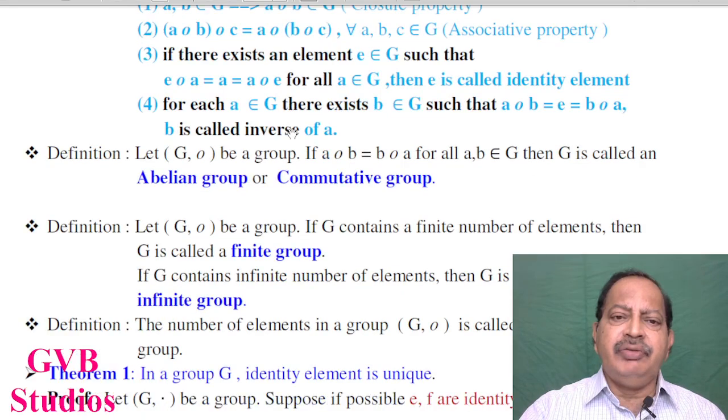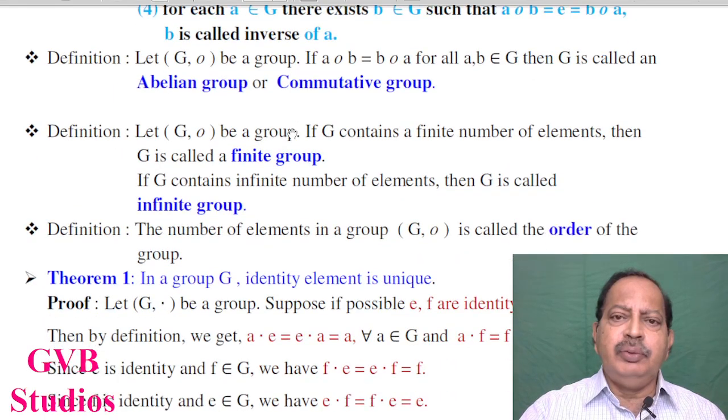Next, another definition called an abelian group or commutative group. Let (G, dot) be a group. Here we are considering a group. If A circle B is equal to B circle A for all A belonging to G. We have seen in the last class that for integers it is true. Here we are generalizing the property. A circle B is equal to B circle A for all A belonging to G. Then G is called an abelian group or commutative group.